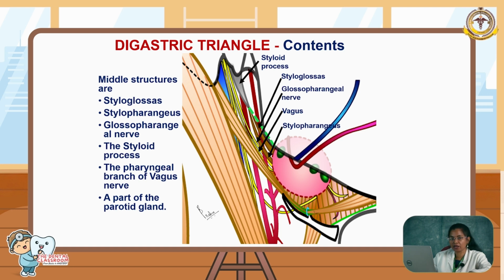In the middle part, we have two muscles, the styloglossus and the stylopharyngeus, two nerves, the glossopharyngeal nerve and the pharyngeal branch of vagus, a bony structure, the styloid apparatus, and also a part of the parotid gland in between the arteries.